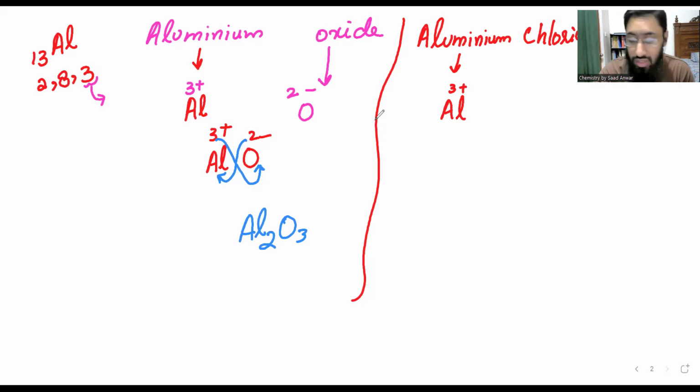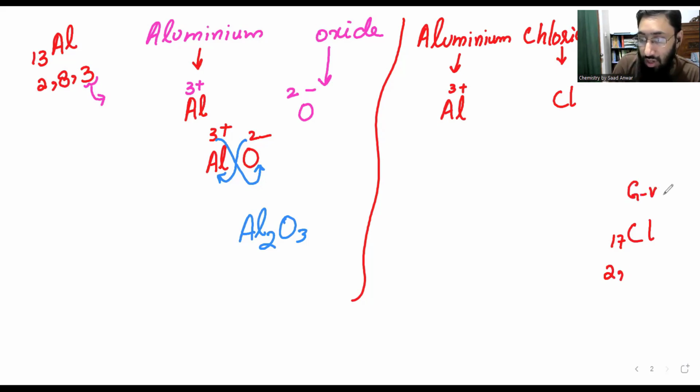What is the symbol of chlorine? The symbol is Cl. Its atomic number is 17. The first shell... group contains 7. Yes, good. Group 7. Excellent, very good. Period 3. And its charge is -1?